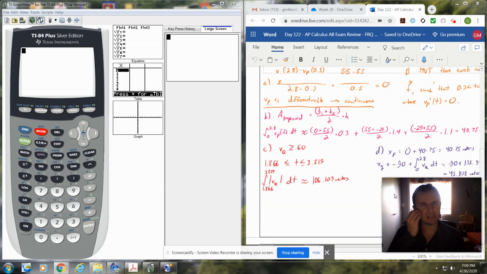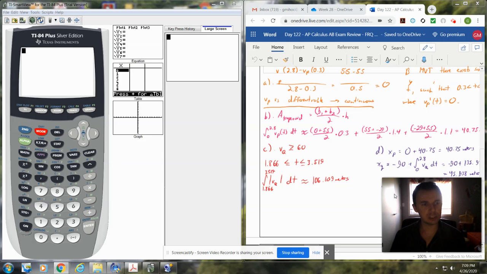The reason why I say that is because on older versions of these models, finding integrals and finding derivatives is a little bit different. So that's why I'm splitting it up into a third video, which is going to follow, which is going to show the older version of this calculator, how to find an integral.